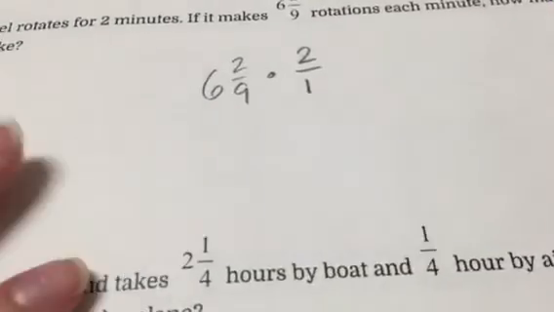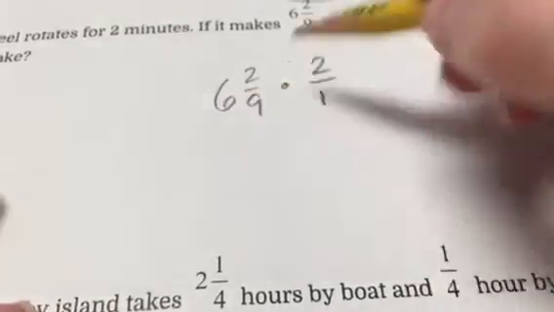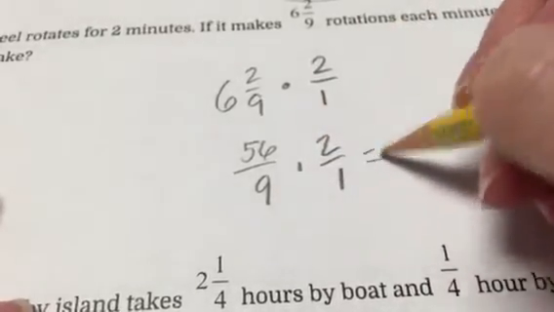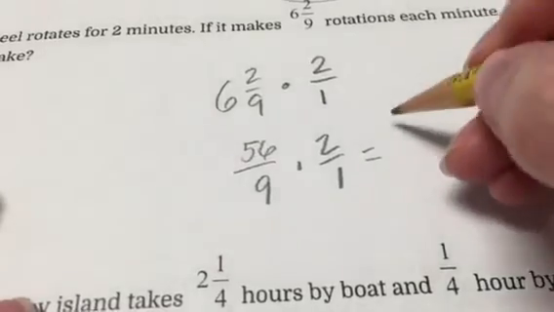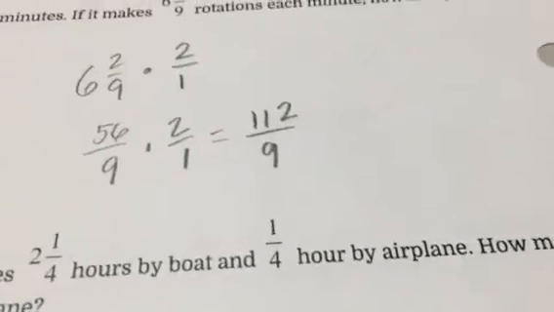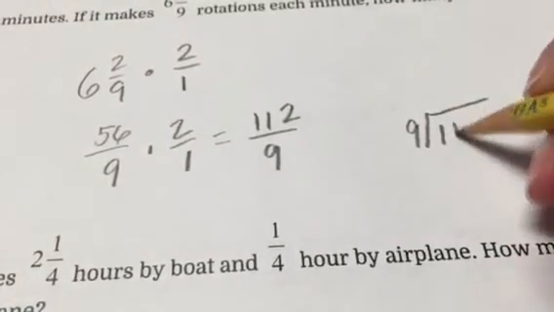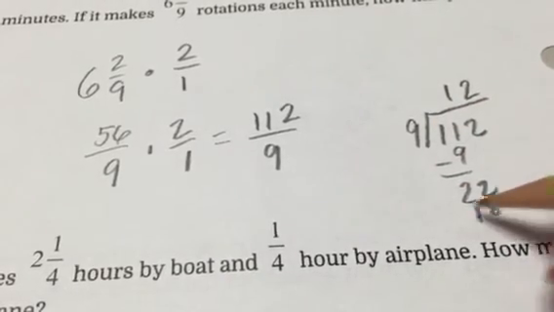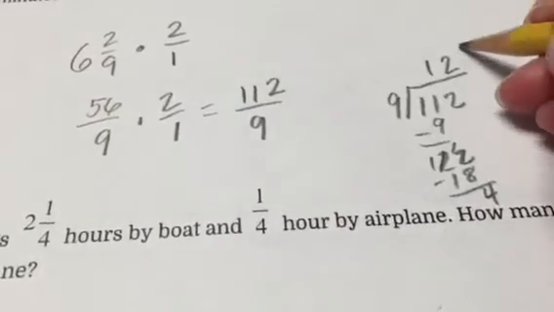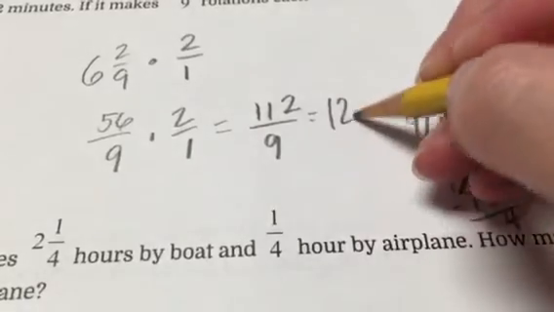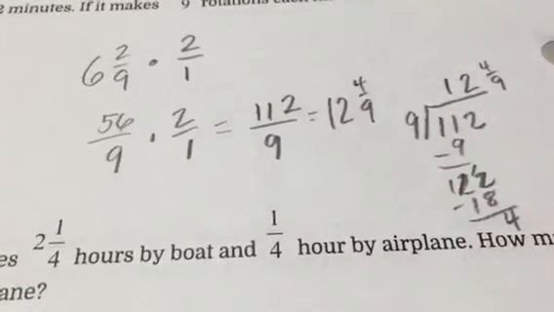I'm going to change that mixed number. I'm going to get 56 over 9 times 2 over 1. Can't reduce on the diagonal. So I'm going to get 112 over 9, which is improper. So I'm going to have to change that to a mixed number. 9 goes into 11 once, goes into 22 twice. Okay, so I get 12 and 4/9. So it's going to rotate 12 and 4/9 times.